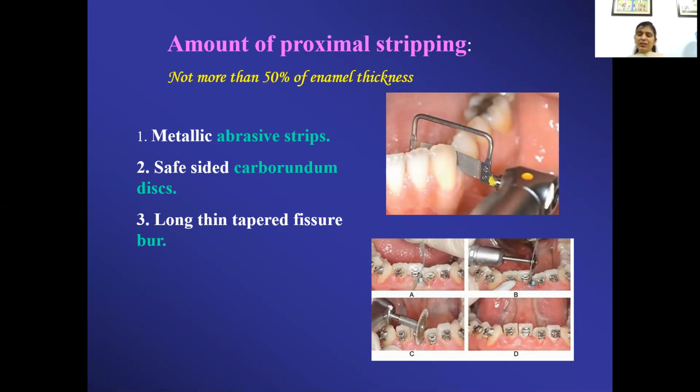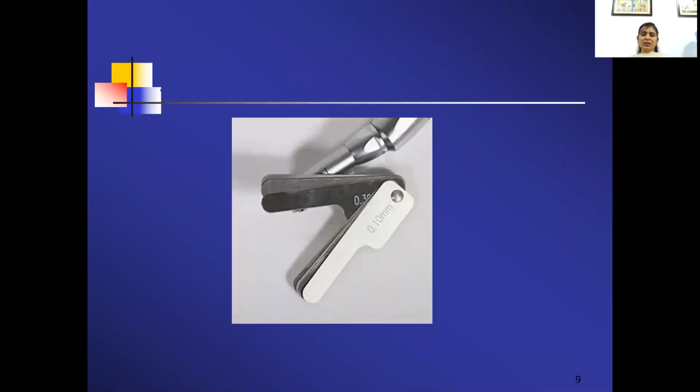And how to guess enamel thickness? That can be done with the help of IOPAs. We can take the intraoral periapical radiographs, we can measure the enamel, and then we can reduce it by 50%. Or what we can do is we can use these incremental thickness gauges. These gauges come in various sizes, and then we can put this in the patient's mouth in between the teeth, and then we can check how much tooth surface is being reduced. So not more than 0.3 millimeter from each proximal surface can be reduced for orthodontic treatment. If we remove beyond this, we can introduce hypersensitivity in the patient's mouth.